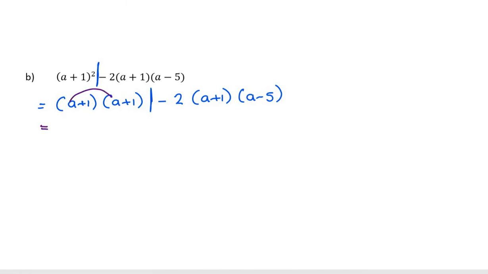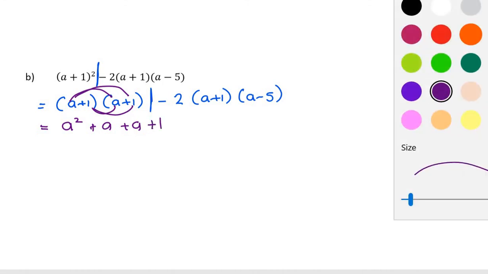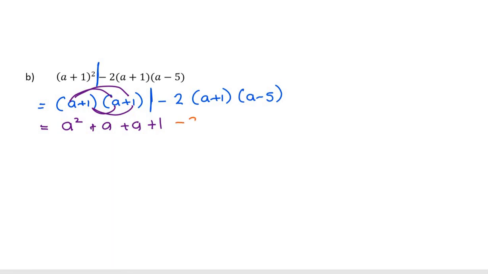First one, a times a squared plus a plus 1. Perfect. Now second one, minus 2, and now note I'm keeping this bracket. Why? Because this entire product needs to still be multiplied by minus 2. So now that's a squared minus 5a plus a minus 5.